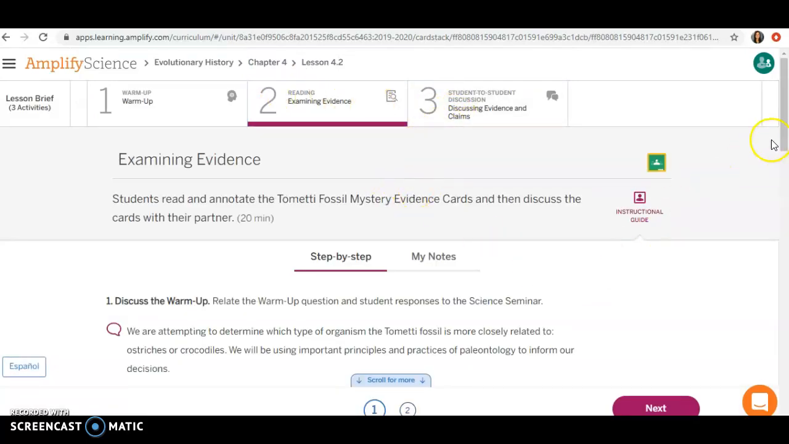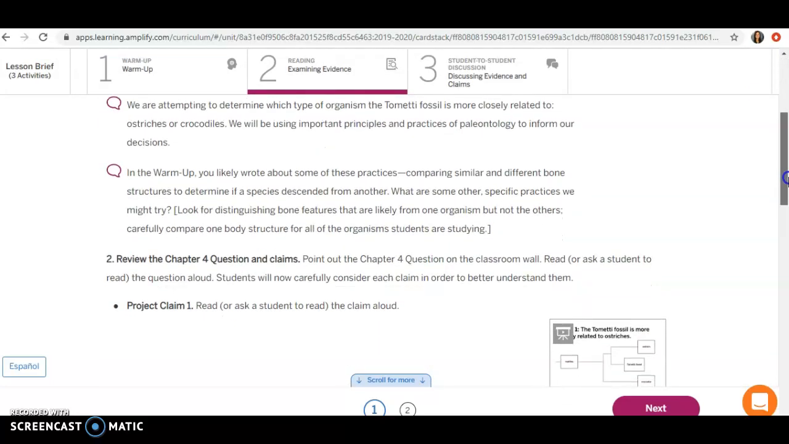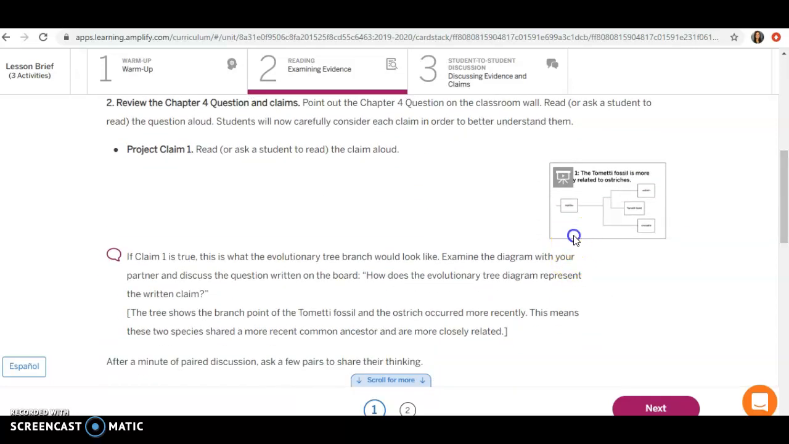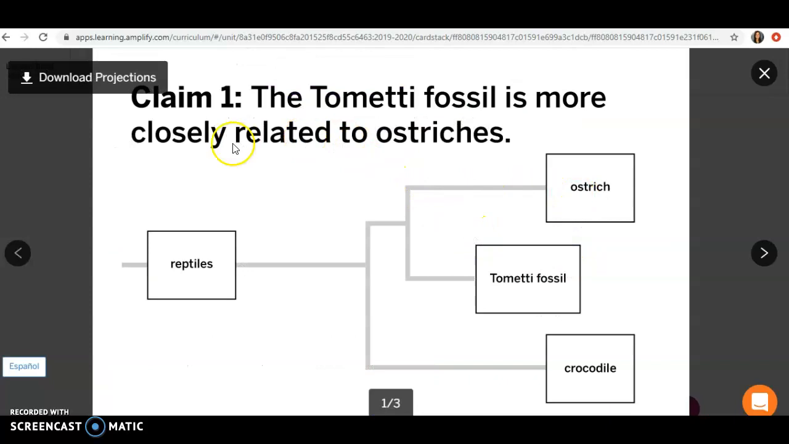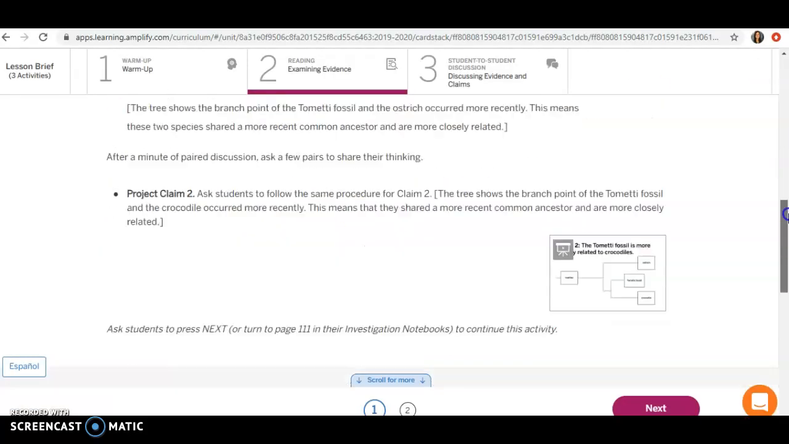The idea is that you are going to take the evidence cards that we've been looking at and you are going to put them in the category they belong. Meaning, you had 2 claims. Claim 1 said that they thought the fossil was more closely related to the ostriches. Claim 2 said that it was more closely related to crocodiles. So you are going to place the evidence cards in which one you think it fits in. Let me show you what I mean by that, because that kind of sounds confusing.